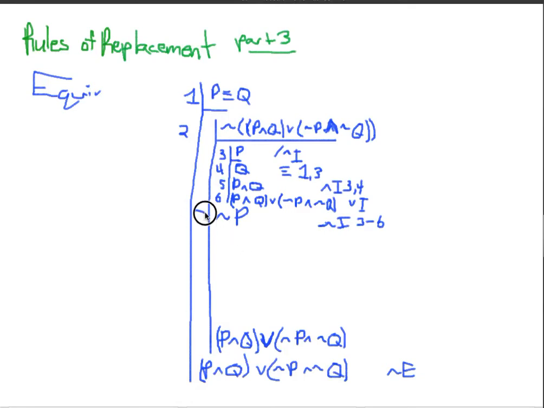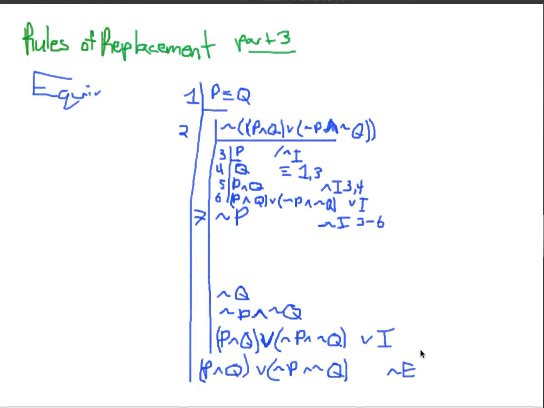So I'm going to put line 7 here. My goal now is to get not Q. And again, the reason I said I wanted to use not Q is because, as the second last step, I'm going to do not P and not Q. I'll be able to get this last line now by disjunction introduction.